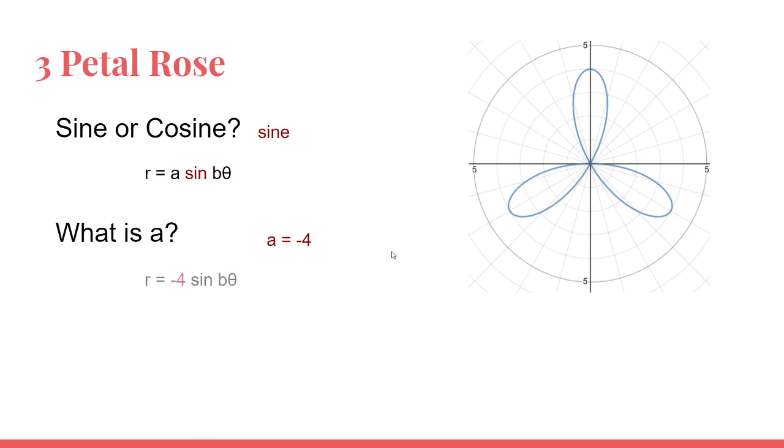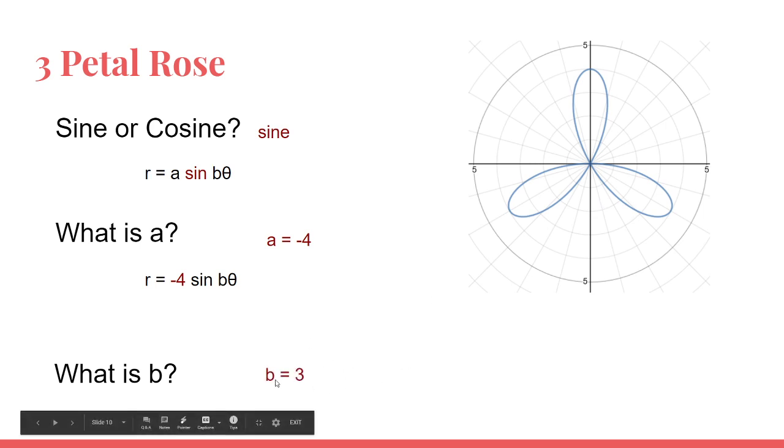So let's plug in that a value here. We have r equals negative 4 sine b theta, leaving us with just b to solve for. So what is b? Well, this is an odd number of petals on the rosé. So b is just the amount of petals, which is 3. And that leaves us with the full equation, r equals negative 4 sine 3 theta, once you've plugged in b.